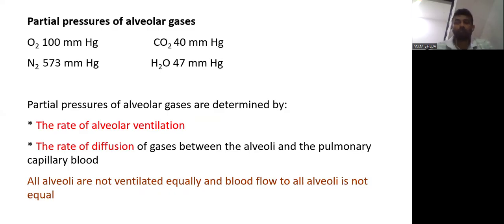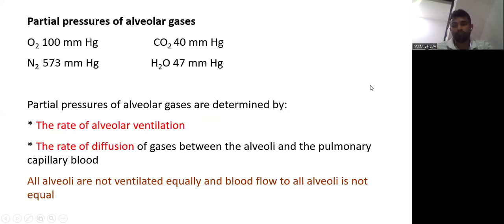And remember, a very important thing: all alveoli are not equally ventilated, and not all alveoli equally get blood or are perfused. All alveoli are not ventilated equally, and all alveoli are not perfused equally.